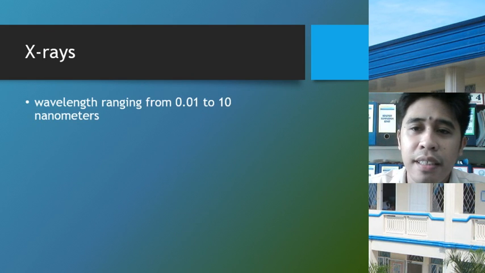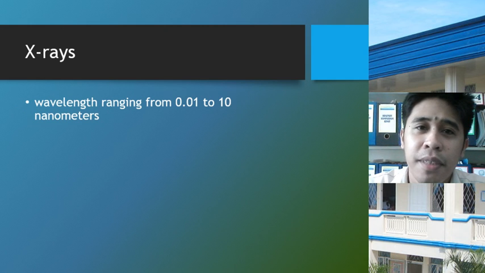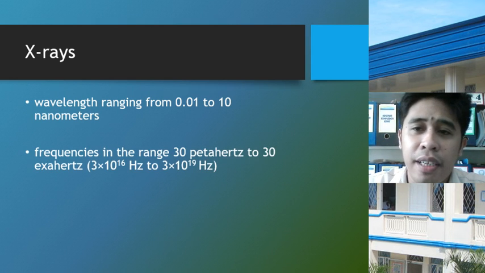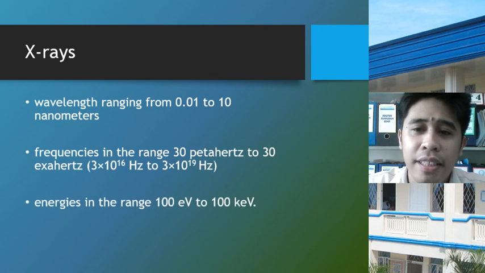X-rays are another region in the electromagnetic spectrum with wavelengths ranging from 0.01 to 10 nanometers. They have frequencies in the range of 30 petahertz to 30 exahertz, and they carry energies in the range of 100 electron volts to 100 kilo electron volts.